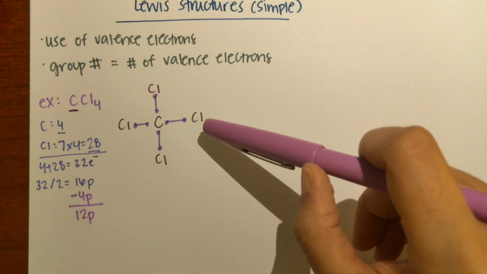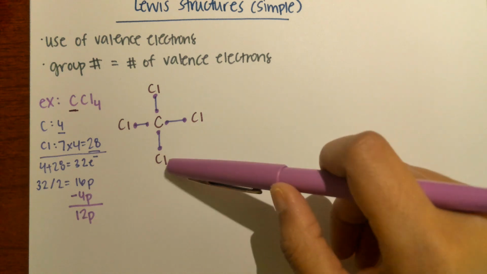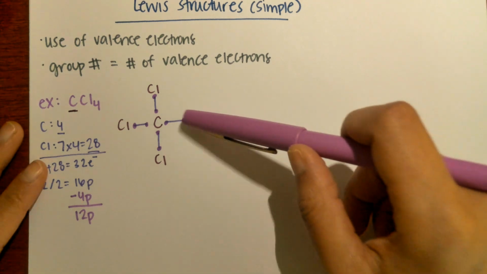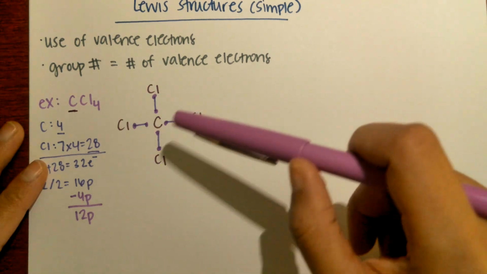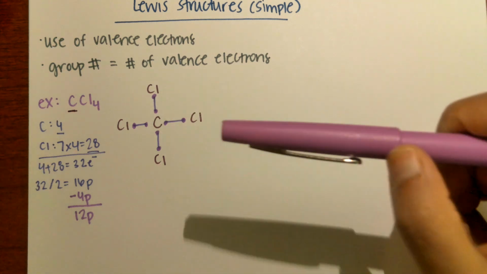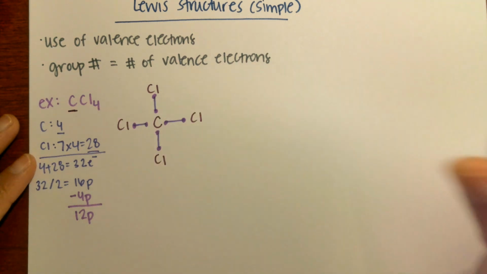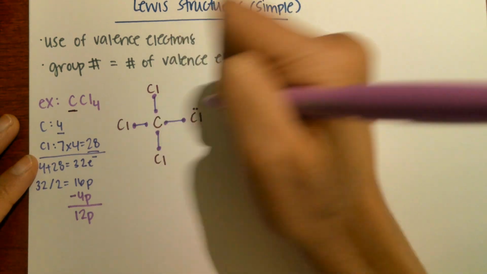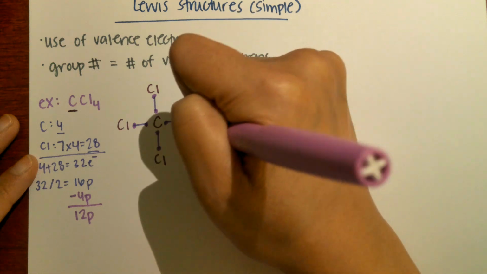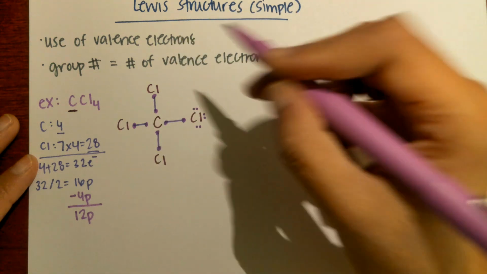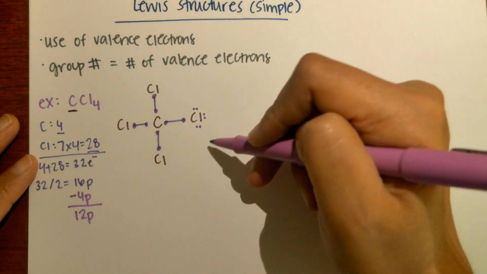So after my bonds, now I'm going to distribute 3 pairs of electrons on each terminal atom. On each terminal chlorine, so the outside chlorines, I'm going to add 3 pairs. So 1 pair, 2 pairs, 3 pairs. These are lone pairs, meaning these pairs of electrons are not being shared.